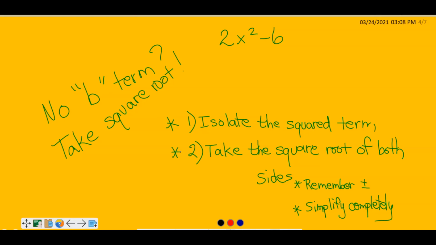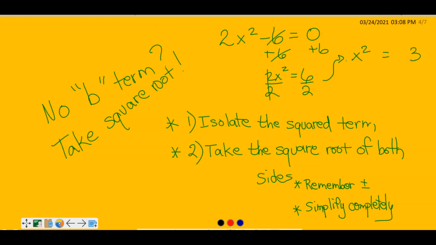So let's take this equation, 2x squared minus 6 equals 0. So I'm going to isolate the squared term first by adding 6 to both sides. Okay, which will give me 2x squared equals 6. And then I'm going to also divide both sides by 2. Now I have what I want. I have the x squared term all by itself, and 6 divided by 2 is 3.